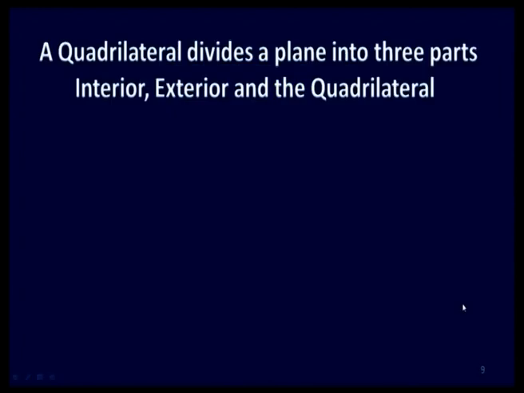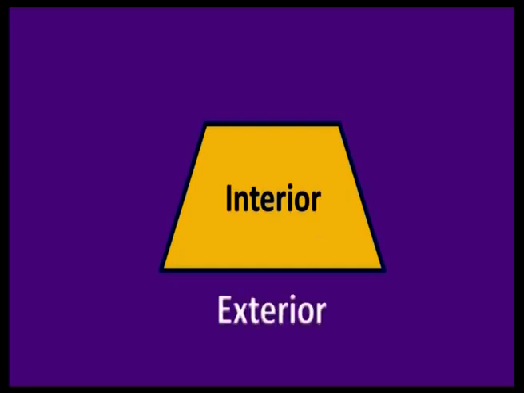A quadrilateral divides a plane into 3 parts. What are the 3 parts, children? Yes, interior, exterior and the quadrilateral. Okay, now observe the picture. I am taking a quadrilateral with yellow color and outside you can find violet color, and you can see the line segments here, 4 line segments in blue color. The yellow color region is the interior of the quadrilateral, the violet color region is the exterior of the quadrilateral, and the blue color line segments can be called the quadrilateral.